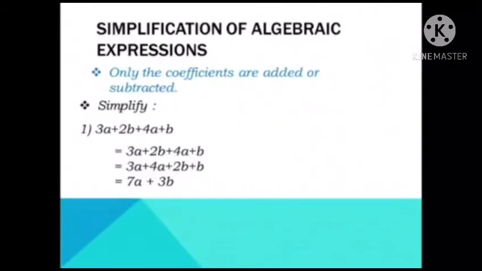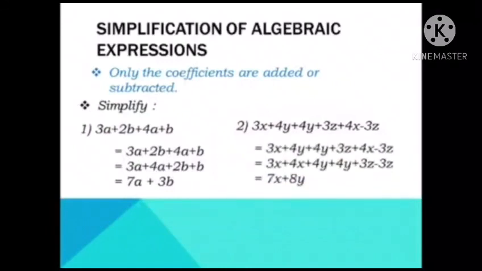We can add or subtract only the coefficients, but not the variables. And one more thing is, only if the variables are the same can we do addition or subtraction. Okay, let's do one more problem. 3x plus 4y plus 4y plus 3z plus 4x minus 3z. It is given in mingled order. As I said, we have to take and write in the order of x, y and z. Three different variables. So 3x plus 4x plus 4y plus 4y plus 3z minus 3z.